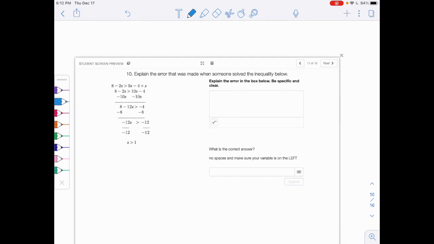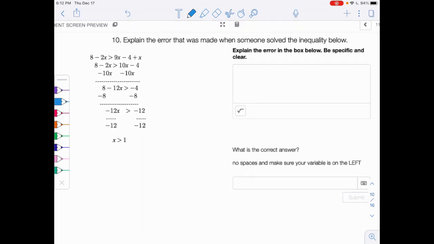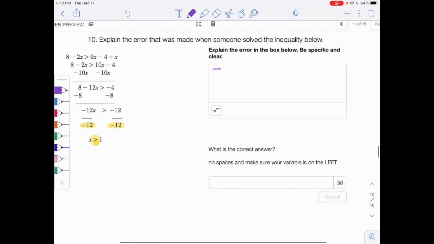Here it says explain the error. The error comes with the way end. We've done a couple of problems like this. This person divides by negative 12 on both sides, but doesn't flip the inequality symbol. So the error is that they forgot to flip the inequality symbol, whoever the student is.